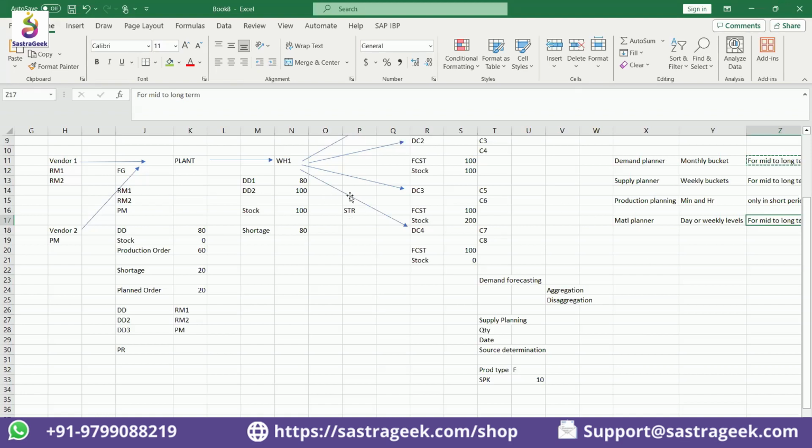STRs are my replenishment proposals. Planned order is my replenishment proposal, right? Same terms, or maybe same term meanings, different names. Some people call it STR, some people call it replenishment proposal, some people may call it procurement proposal in business terms.